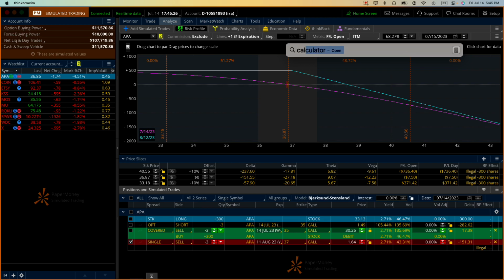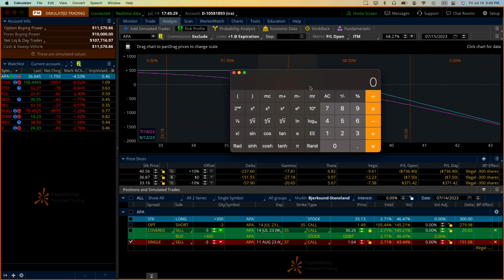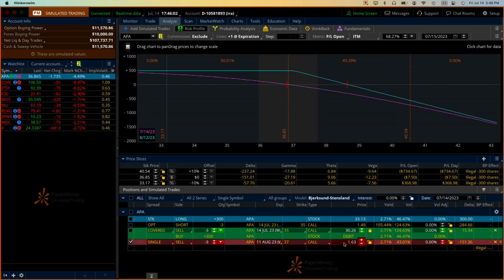If you get the calculator here, 1.64 times 100, that's the value per option. That's the extrinsic value that I'm getting, because there's no intrinsic value in this share. So I will get 164 times 3. So I'm getting $492. And I said to you that if I get something like $500, I'm happy with that. Get it? So I'm happy with rolling it over to this particular option.